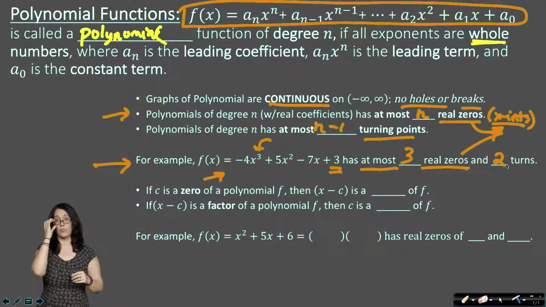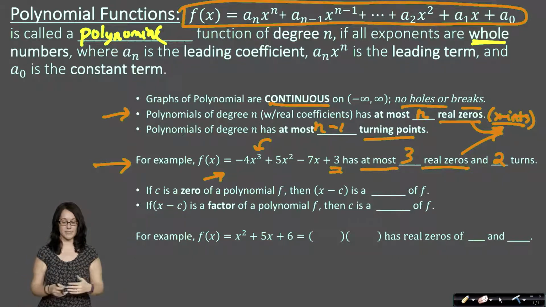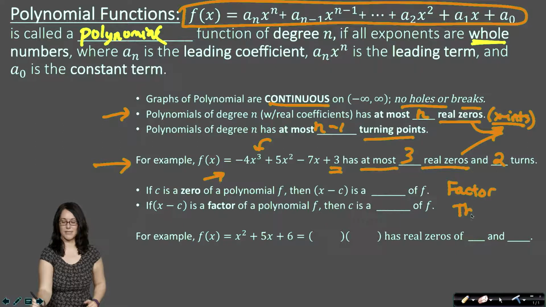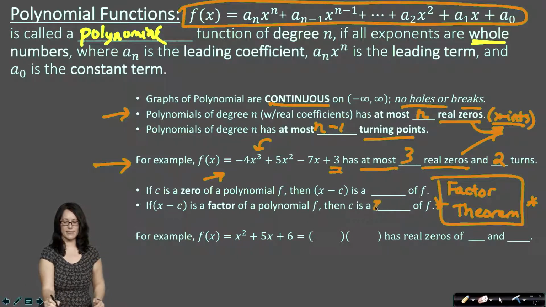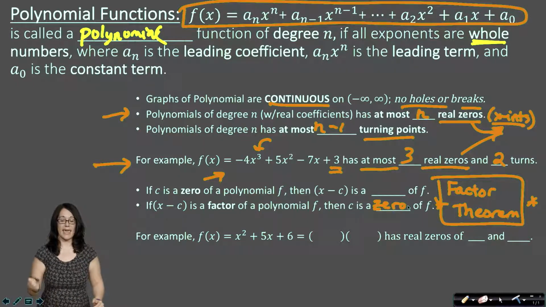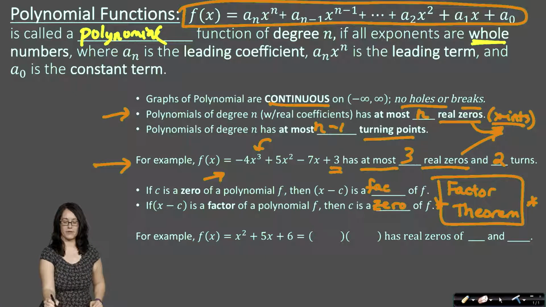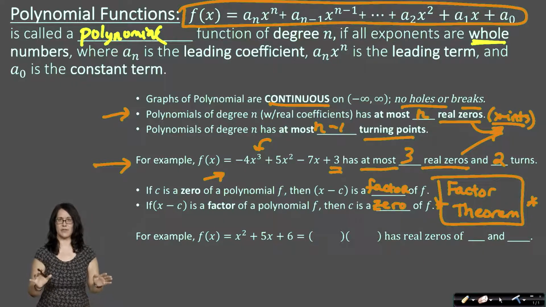Now, another cool thing that we're going to be using a lot in this video and the next is something called the factor theorem. You might even want to box this and star it and highlight it in your notes because this is going to come up again and again. The factor theorem says that basically if you have a factor of your polynomial, for example, x minus c, if that's a factor, then it must be the case that c is a 0 of that polynomial f. And if c is a 0, it works the other way. X minus c must be a factor.